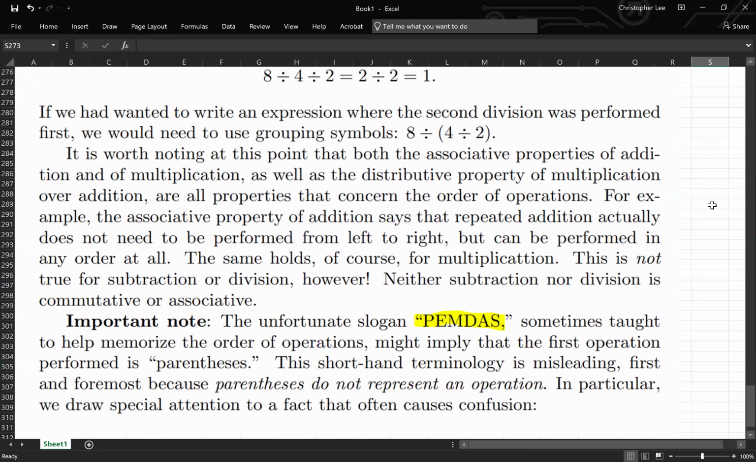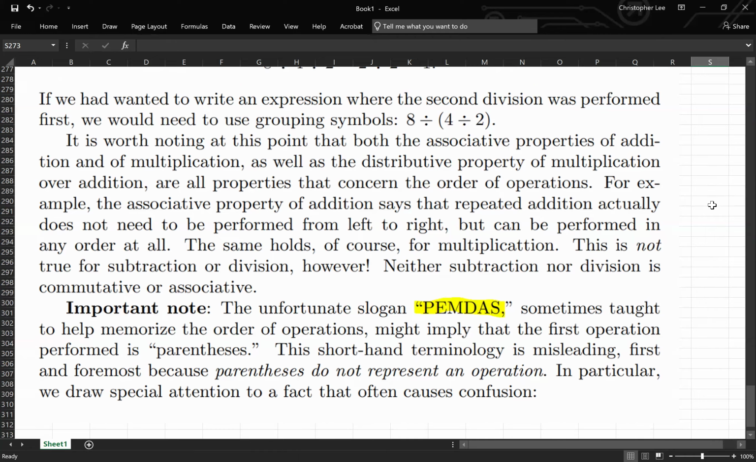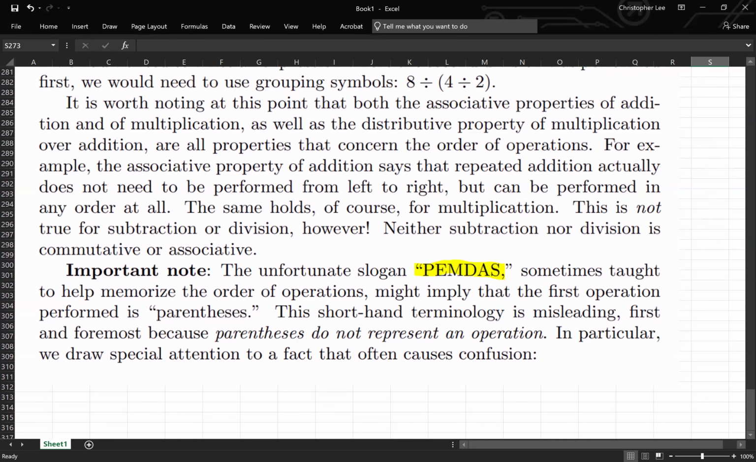Important note, the unfortunate slogan PEMDAS, right? Some people might know that one. PEMDAS: Please Excuse My Dear Aunt Sally, parentheses, exponents, multiplication, division, addition, subtraction. Sometimes taught to help memorize order of operations, it might imply that the first operation performed is parentheses. This shorthand terminology is misleading, first and foremost because parentheses do not represent an operation, right? They're grouping symbols. That goes first. In particular, we draw attention to the fact that often causes confusion.